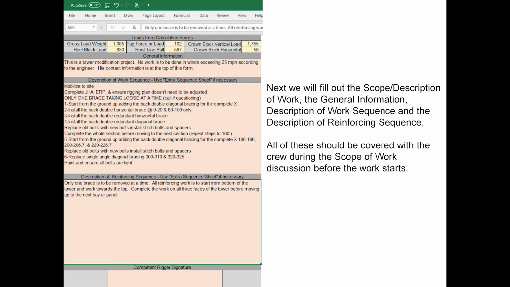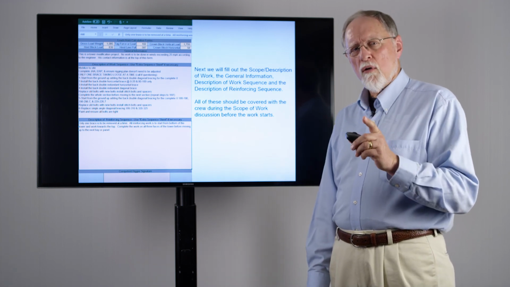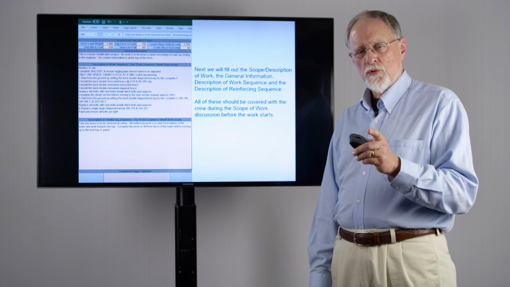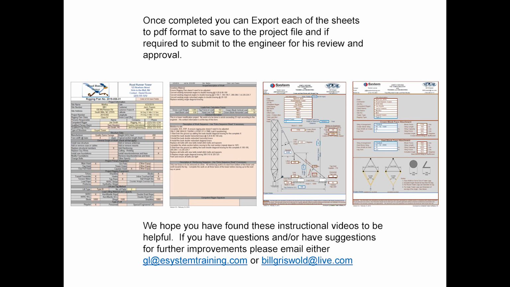All right, next we need to fill out the scope or description of the work, the general information, description of the work sequence, and or the description of the reinforcing sequence. And I got to point out that all of these need to be covered with the crew before the work ever starts. Once completed, you can export each of these sheets to PDF format and save to the project file. And then, if it's a Class 4, for example, you can submit this to the engineer for his review and approval.